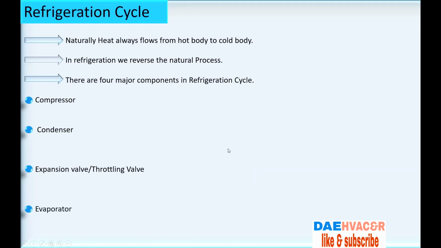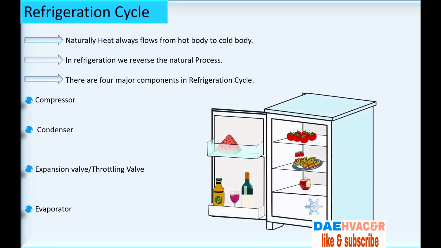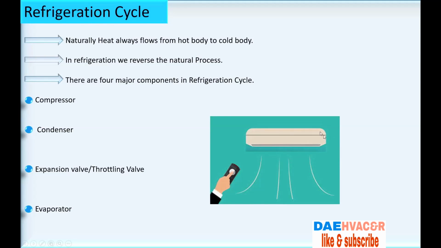The final component is the evaporator. The evaporator absorbs heat and gives us a cooling effect in our desired air conditioned area. Now we will discuss all these components in detail and also the refrigeration cycle with animation. In your refrigerator, the inner portion is called the evaporator, and in your split AC the indoor unit is called the evaporator.